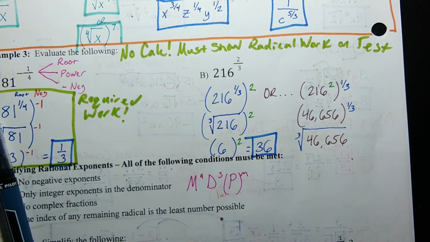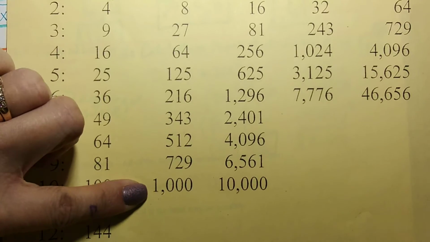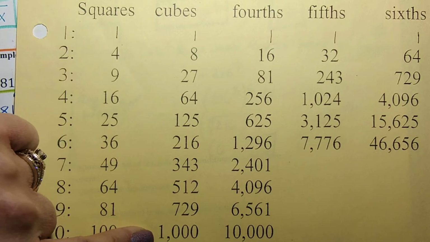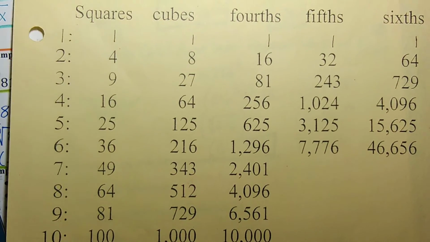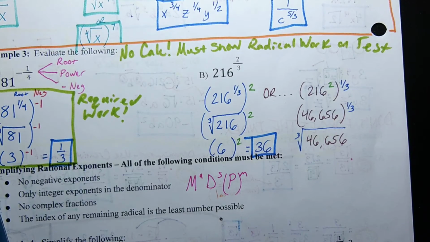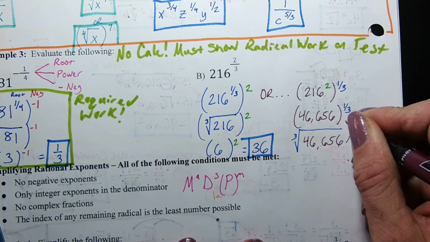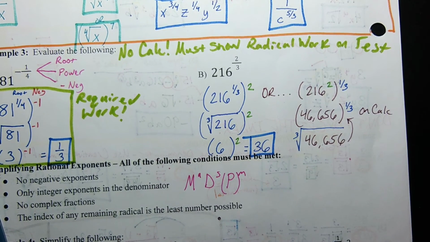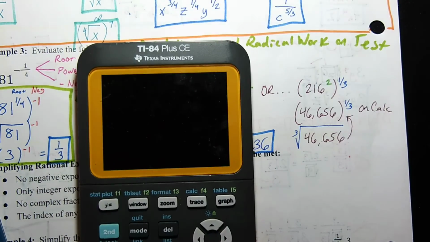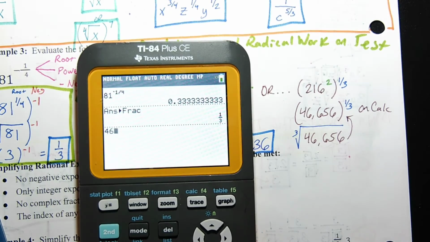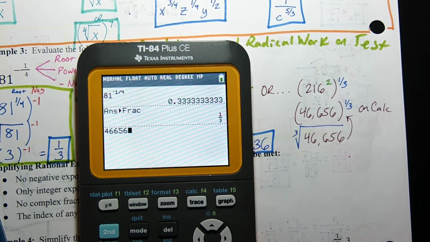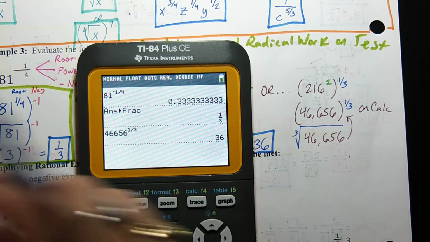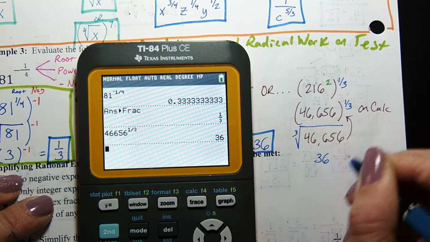I look on my sheet for a perfect cube that is that big. Do we have one? Nope. So doing it without my calculator is very not friendly. But if I did want to use it on my calculator, we could take 46,656 to the 1/3 power, and we would see that we get the same answer of 36.